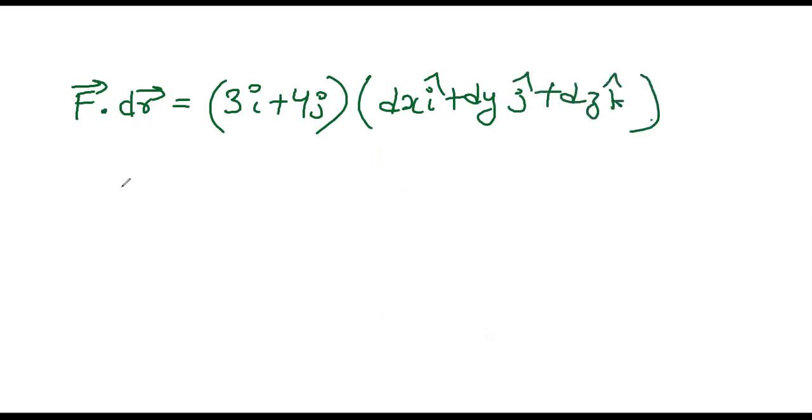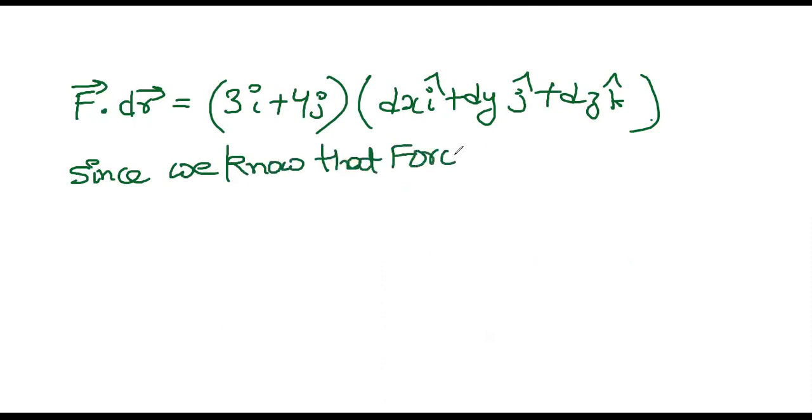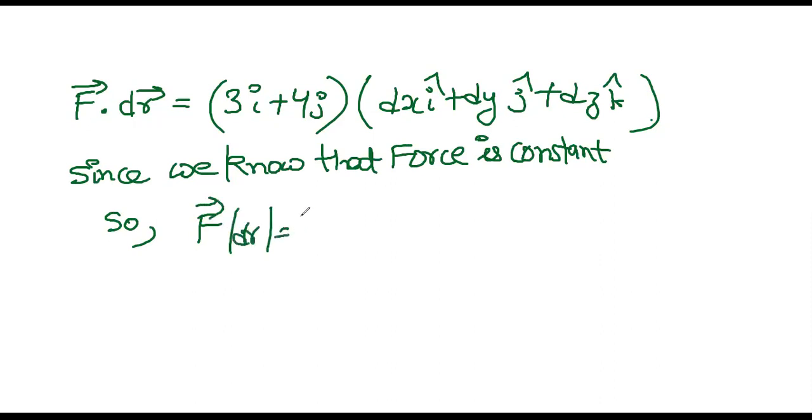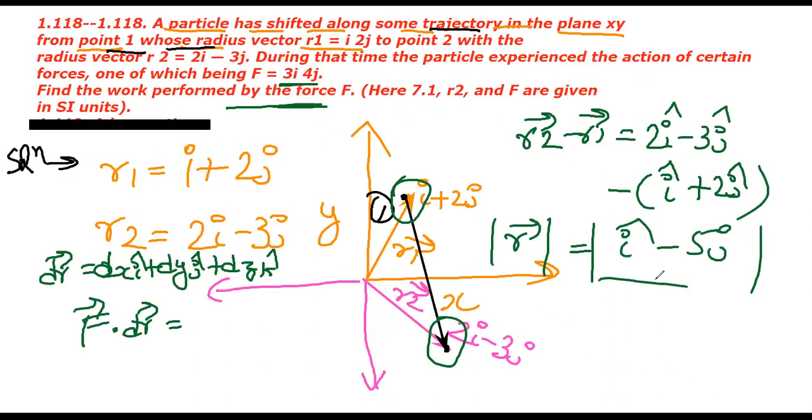Since one trick is that we know the force is constant, students. So we can say that if we get the magnitude of this differential vector, we can take a dot product with it. So we know that the vector difference is i minus 5j.